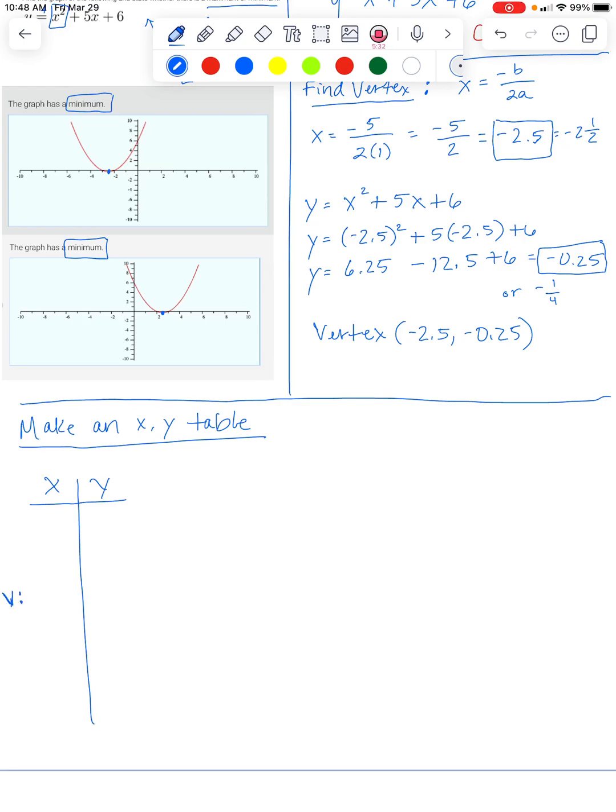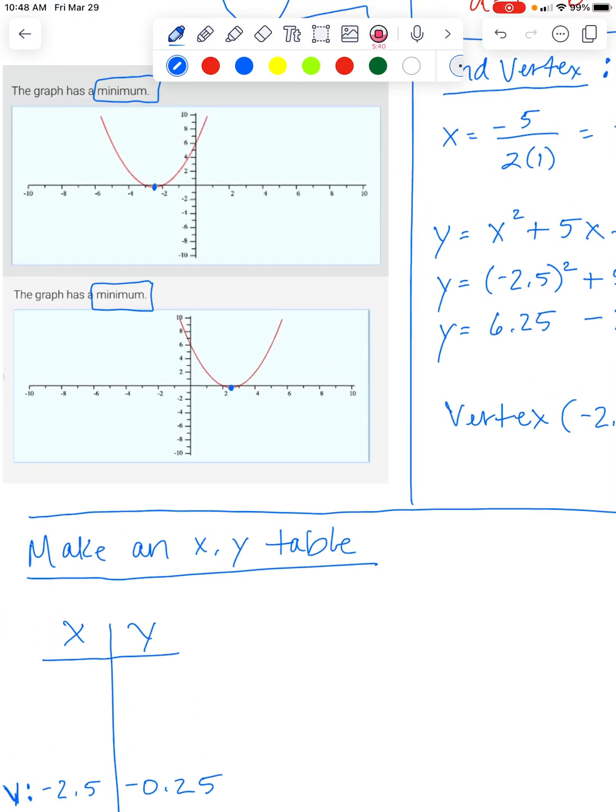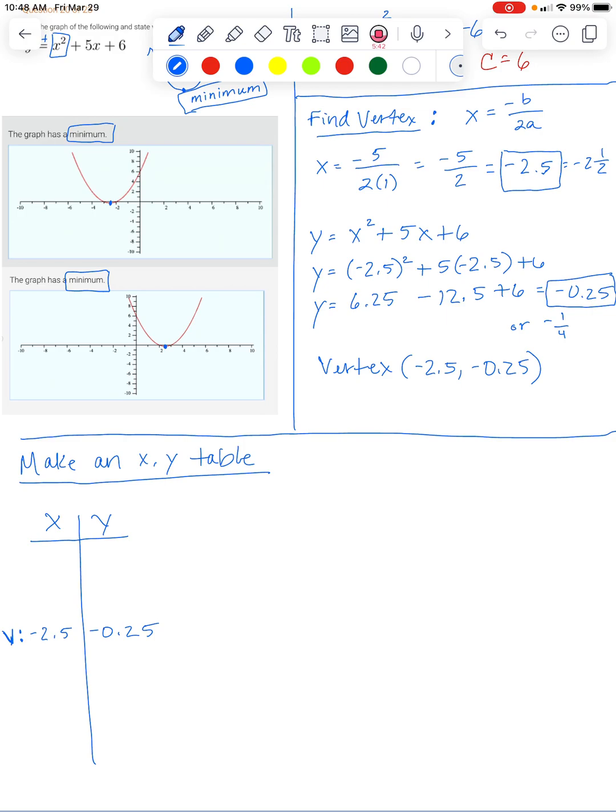So the vertex we established is negative 2.5 and negative 0.25. That's going to be the middle point. That is going to be the dot on the graph above, where the graph actually turns in the opposite direction. So establishing the vertex is establishing that point. We want to know the points, though, that are going up on both sides of the parabola. Like up here, take a look.